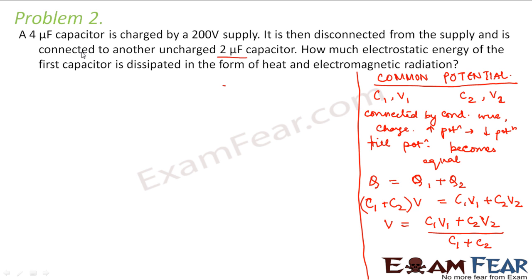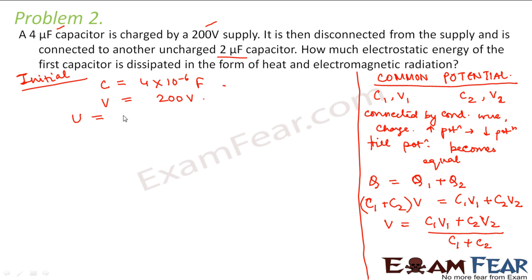So here also we will use the same concept. What is happening here? Initially, what is the total energy? Initially, a 4 microfarad capacitor is charged by a 200 volt supply. So initially your capacitance is 4 into 10 to the power minus 6 farads, and you are charged to a potential of 200 volts.